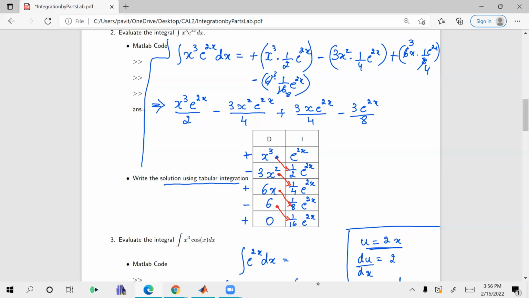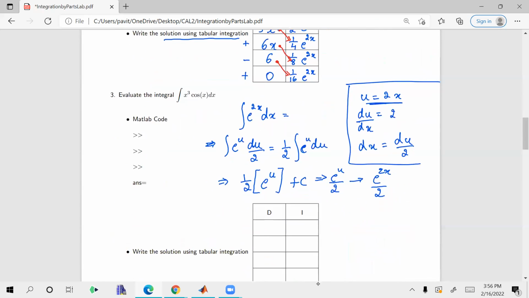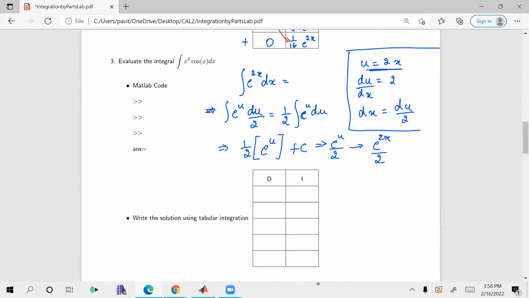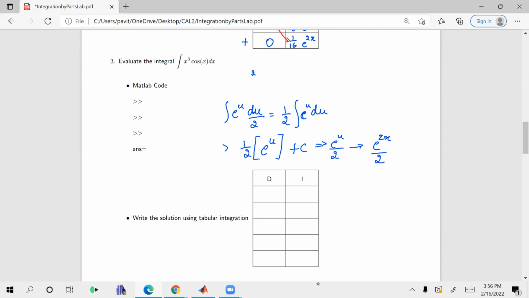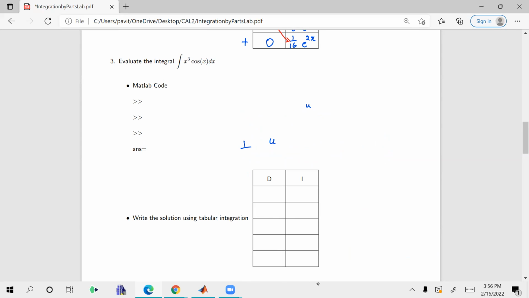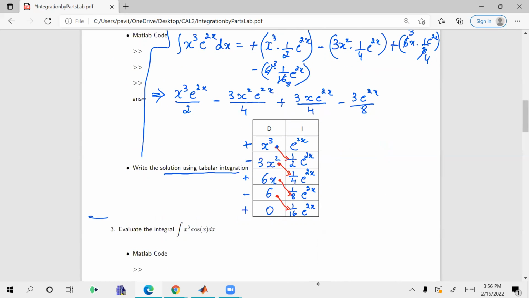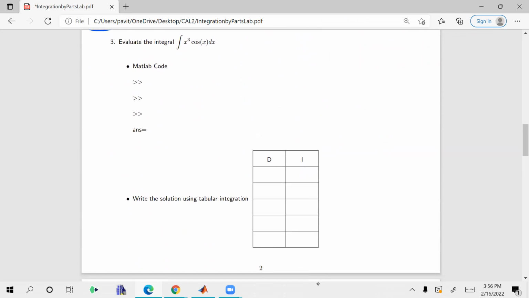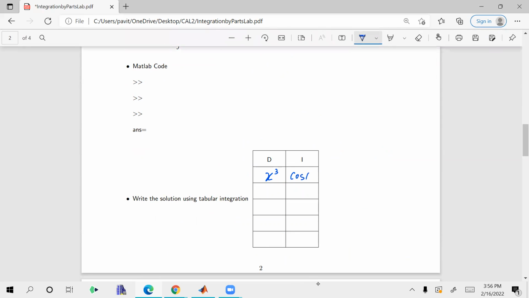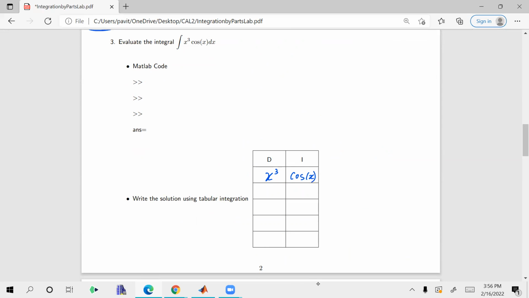Let us proceed with problem 3. I'm going to erase this because this is for problem 2. So this was the end of problem 2. Now for problem 3, you're going to do the same thing. You'll take x cubed in the derivative, cos x in the integration, and you will continue till you meet 0 here.